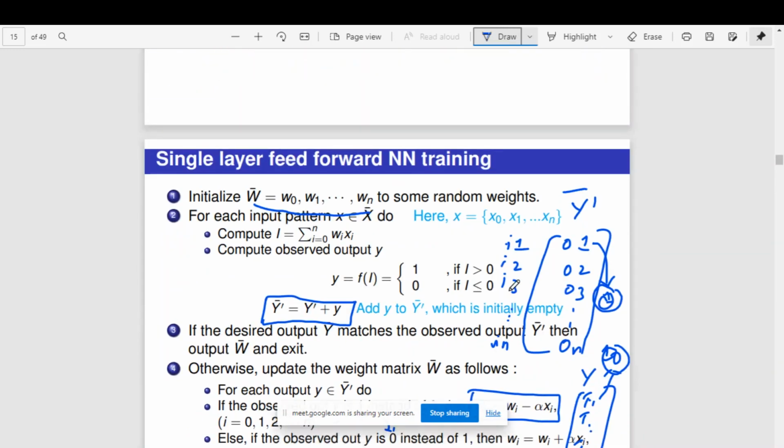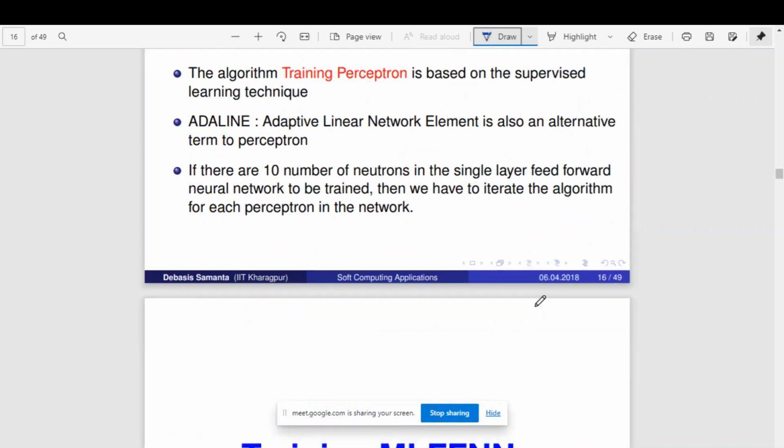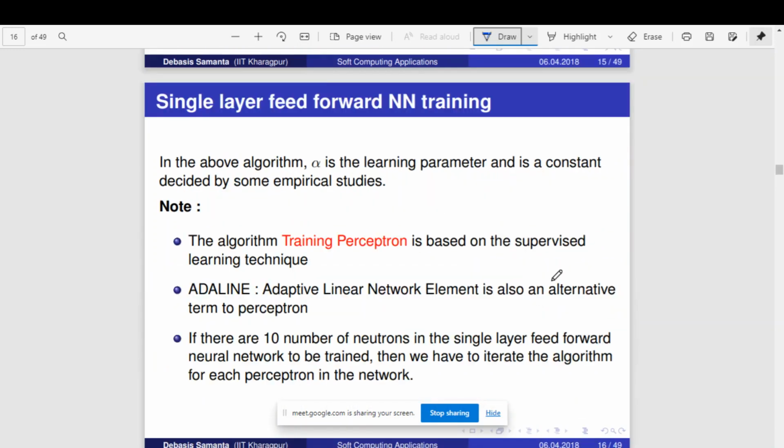So here we are also using one more parameter along with this. We are not just saying wi is equal to wi minus xi. We are saying alpha. So alpha is nothing but the learning rate. Okay, alpha is the learning rate. So this is how things work in the single neuron.